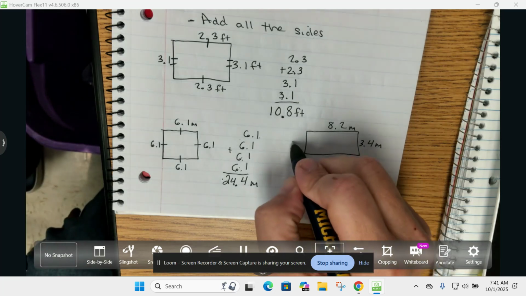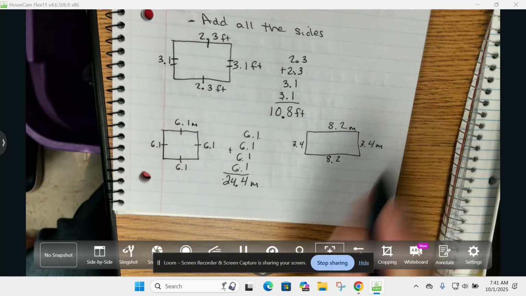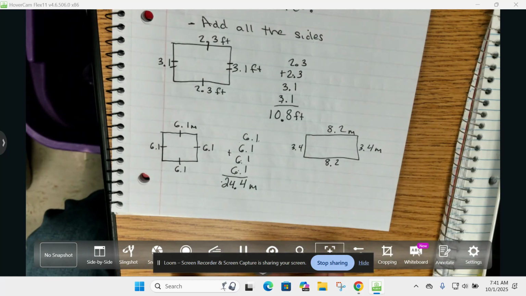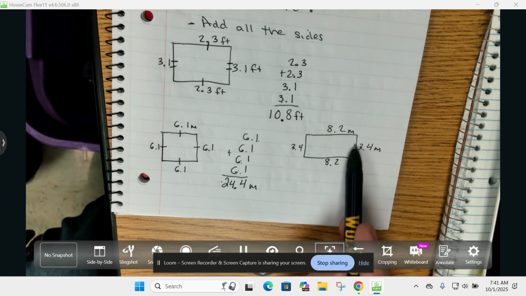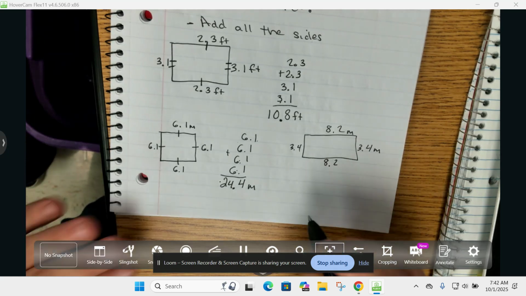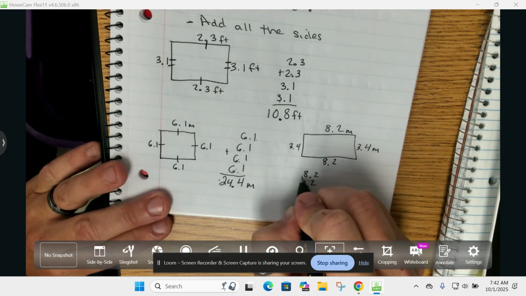So go ahead and fill in the rest of the sides just so you don't get it confused, because unfortunately the biggest mistake with this is not the addition, it's confusing it with area, which you learned last year. Okay, so always slow down and focus. I need the perimeter, and then I'm going to add 8.2 and 8.2, and this is another way to do it.